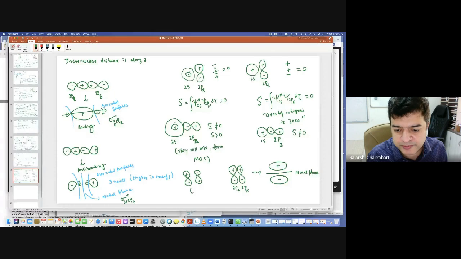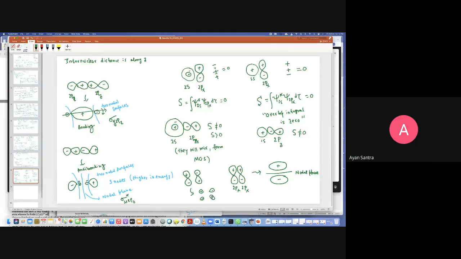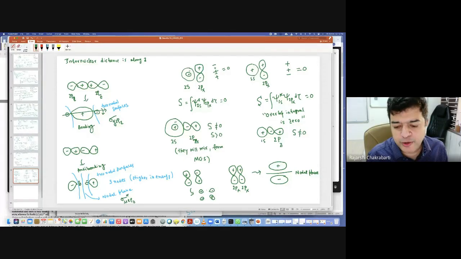This will give me what? It will give me antibonding here. How many nodes are there? We had this node as well, so you have two. Two nodes, no? Right? Yes, sir. Two nodes, two nodal planes actually.